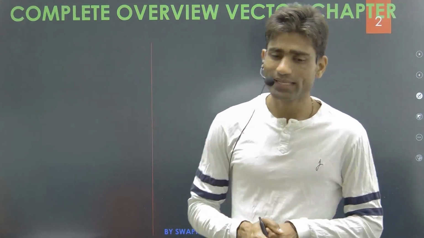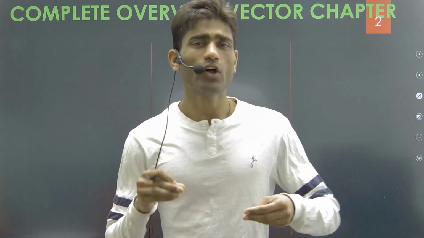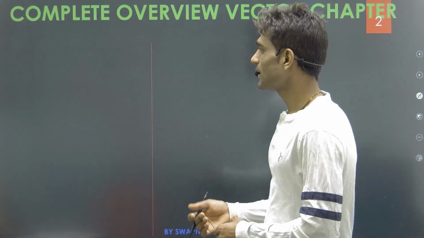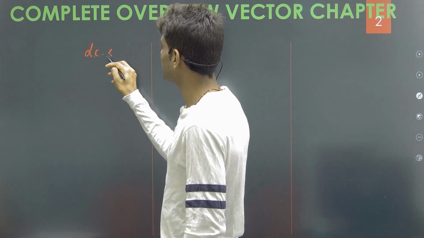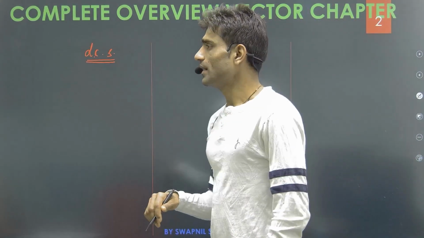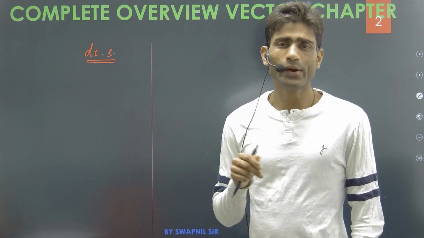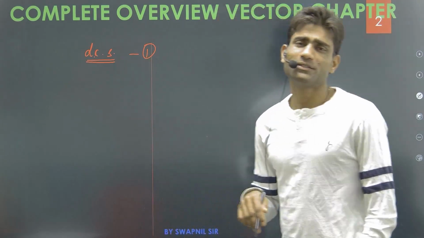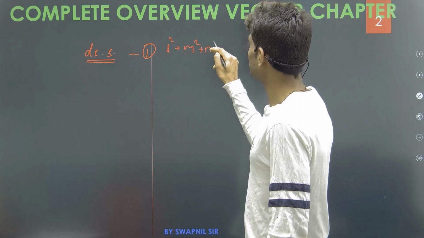Before I start my lecture, I want to explain some relations between direction cosines and direction ratios, along with some important theorems which are useful for our subsequent examples. Direction cosines I denote in short form as DCs. To understand the relation between direction cosines and direction ratios, we know one standard result: l square plus m square plus n square is equal to 1.